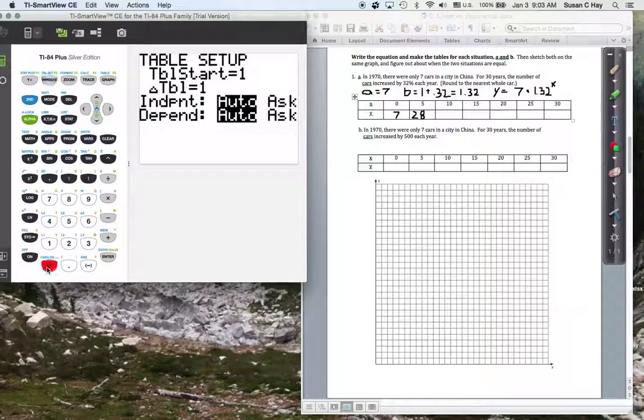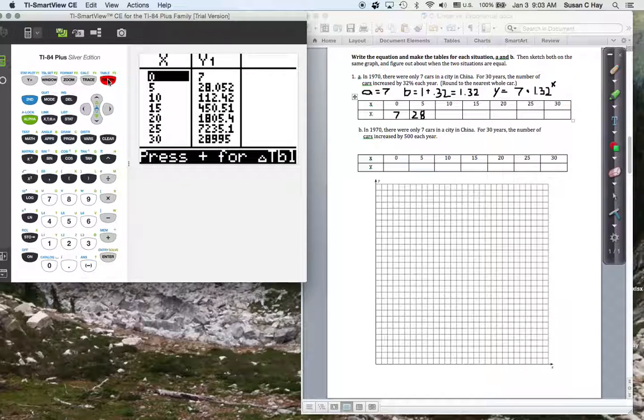So let's have it start at 0, and then have it go up by, instead of 1s, you can have it go up by 5s. Isn't that fun? So table set, start at 0, go up by 5s. I'm going to go back to the table, and now we have it the way I had it originally. So it's going up by 5s.